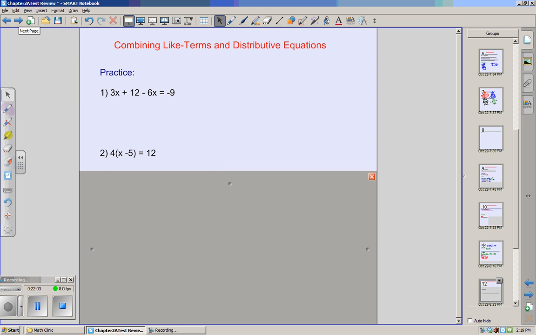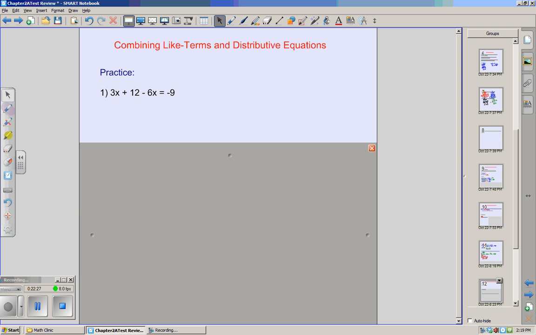Let's get some more practice with combining like terms and distributive equations. Before you pause, I should note that there is an equal sign in these problems, which means that I need to solve for x. For the first one, I need to combine the like terms, and then you will conduct two-step algebra. Again, since there is an equal sign, I do more than just combine. I combine and then solve for x. Please pause your recording now and complete number 1.